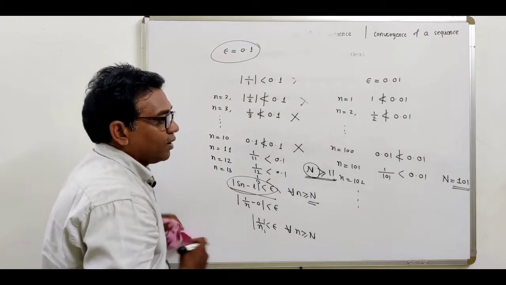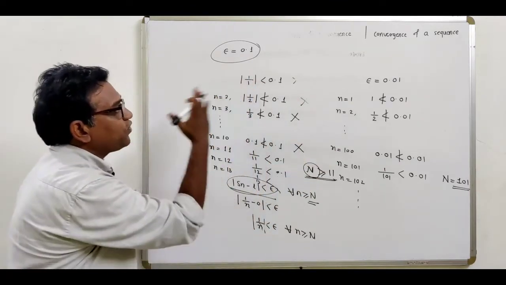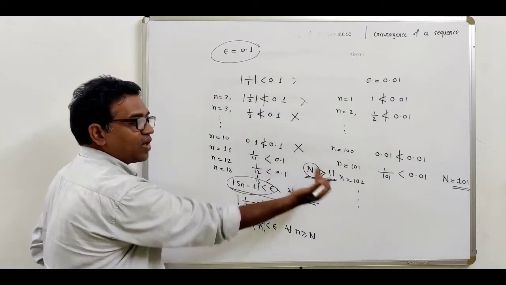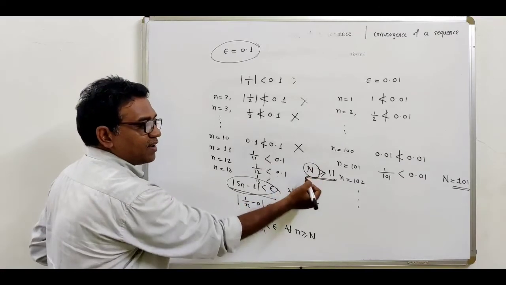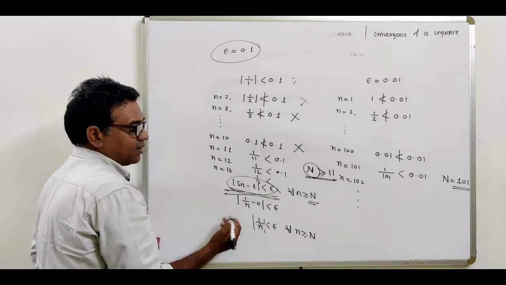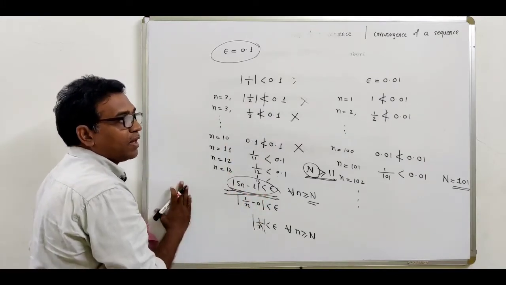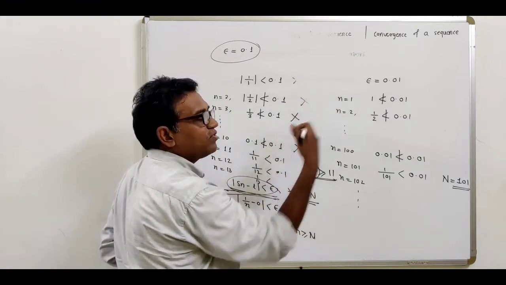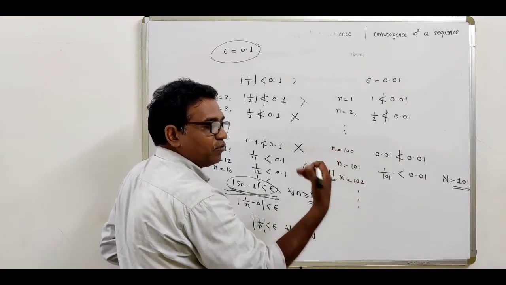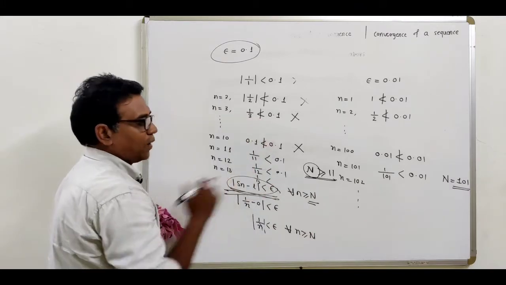So see, this capital N depends upon epsilon. If we choose epsilon equal to 0.1, then what is our integer N? The value of N is greater than or equal to 11. If we take the integer N greater than or equal to 11, then the condition of convergence, that modulus of Sn minus L is less than epsilon, is satisfied. If we take epsilon equal to 0.01, then N will be greater than or equal to 101. So obviously this N depends upon epsilon.